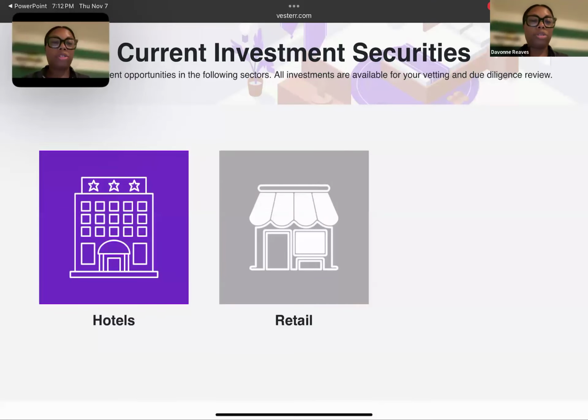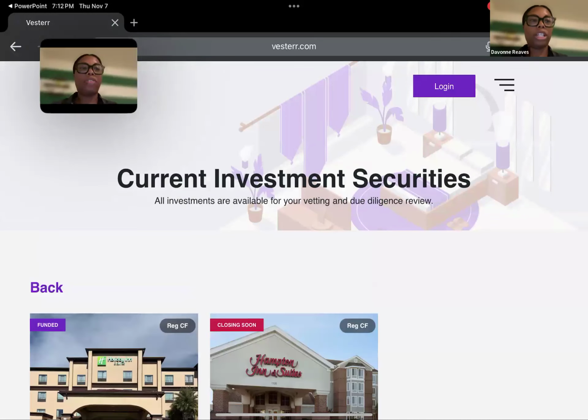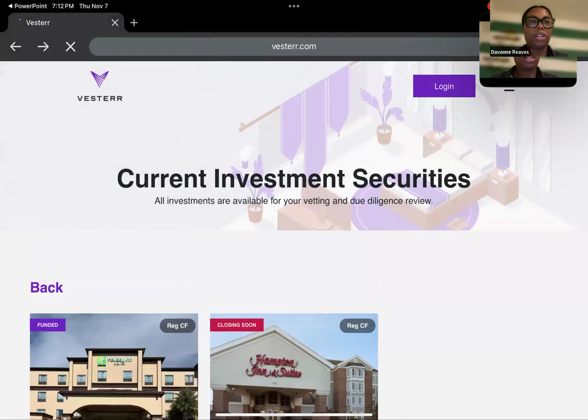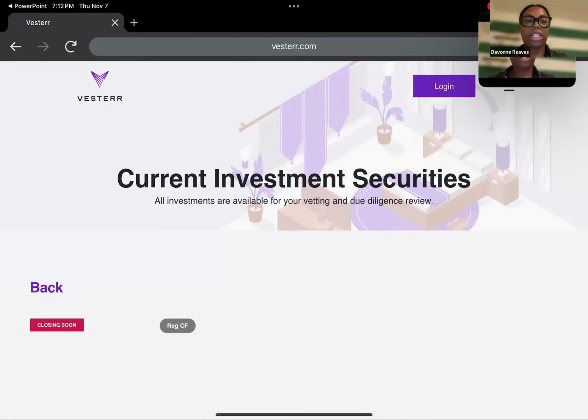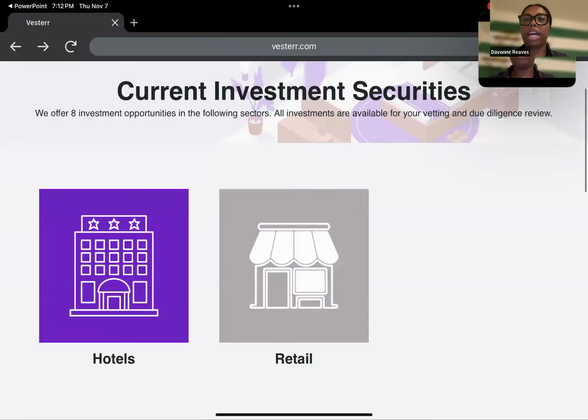So currently we have two. We have a hotel investment opportunity. We had one that was funded earlier this year. And then we have a retail investment opportunity. It's a car wash, so that is closing soon if you would like to invest.